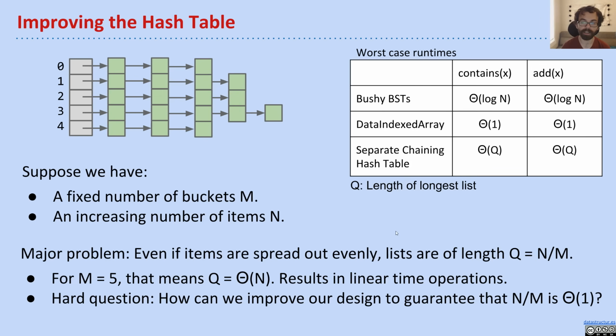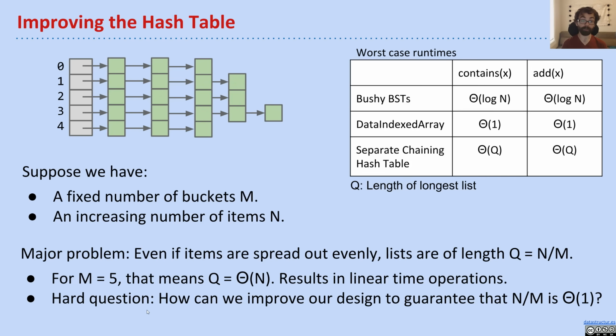So the hard question I have for you is, how do we improve our design to guarantee that n over m is theta 1? So I want you to tweak things so that n over m does not grow linearly. I want it to be constant. Okay, and I'm giving kind of a summary of our setup here.